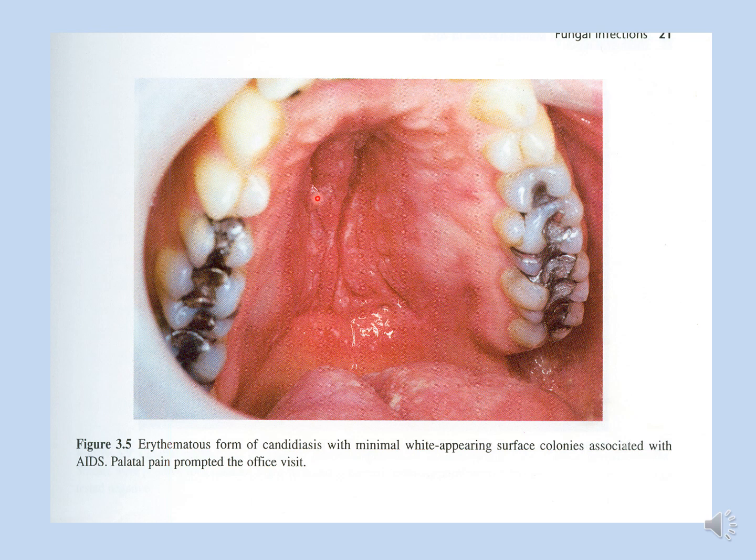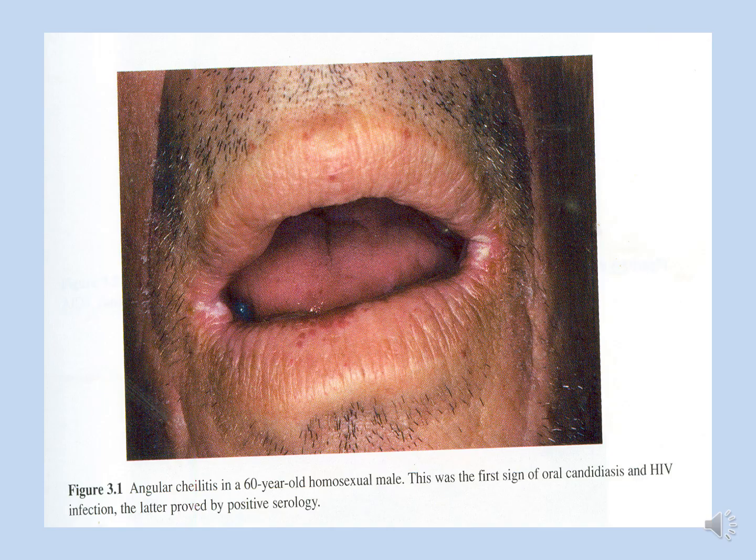Right, now this is a clinical picture to show you an erythematous form of candidiasis with minimal white appearing surface colonies that was associated with an AIDS patient here. Basically, palatal pain prompted the patient to come to the dental office, and on seeing the erythematous palatal lesion, you can do a swab here, and once the swab is identified as candidiasis, we go ahead and treat the patient.